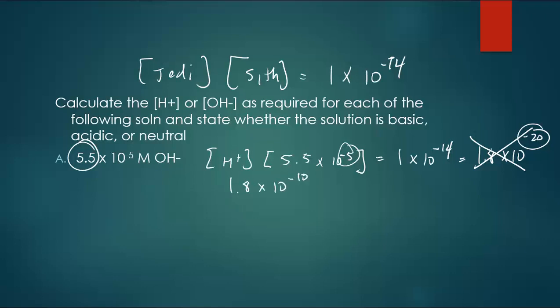Okay, let's see. Is negative 10 and negative 5 close to negative 15? Negative 14? Yes. Okay, then that must be right. I don't know what you did. Try again. 1 times 10 to negative 14th divided by 5.5. Did you divide the other way? Did you divide 5.5 by? No. I don't know what you did wrong then.